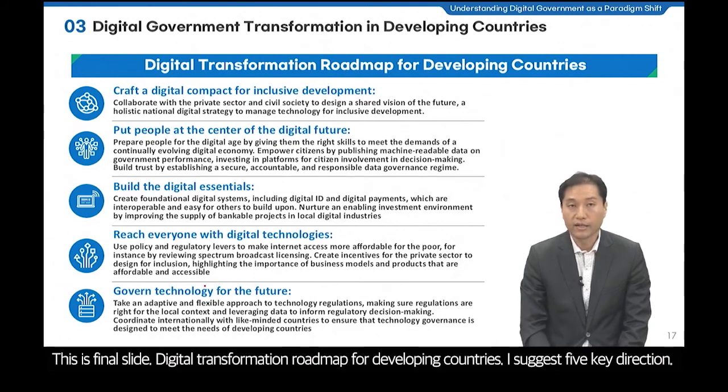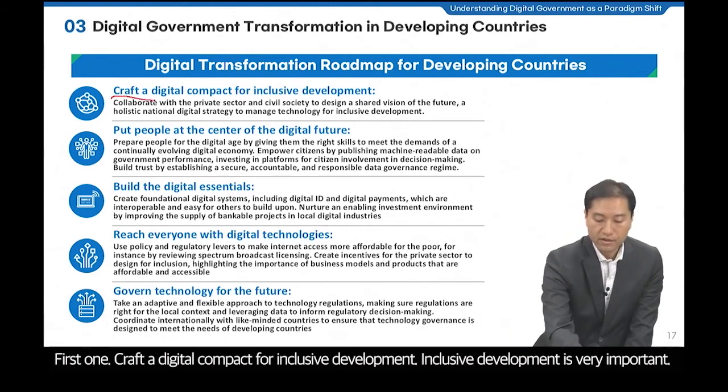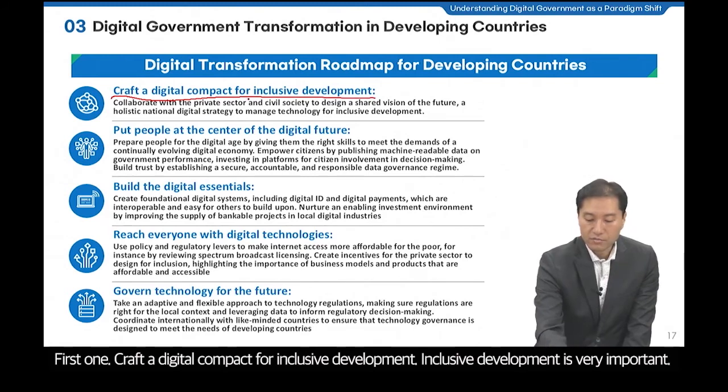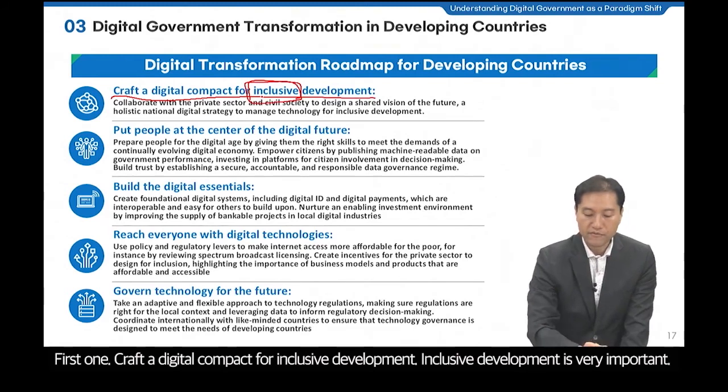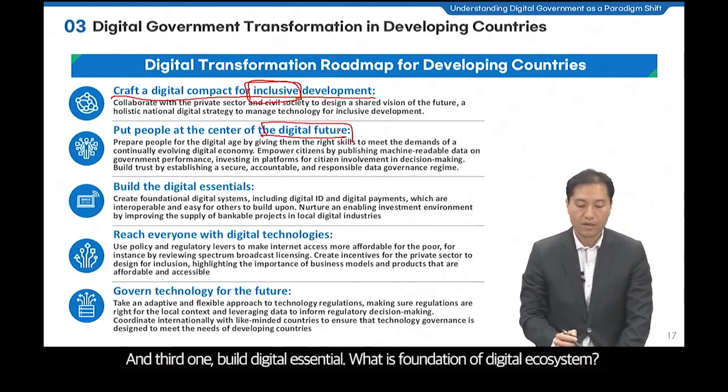This is the final slide. Digital transformation roadmap for developing countries. I suggest 5 key directions. First one, craft a digital compact for inclusive development. Inclusive development is very important. Second, put people at the center of the digital future. And third one, build digital essentials.